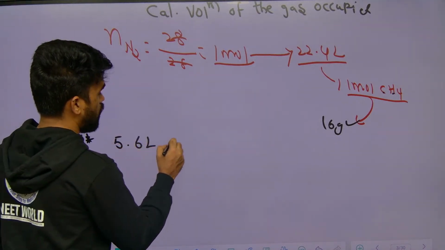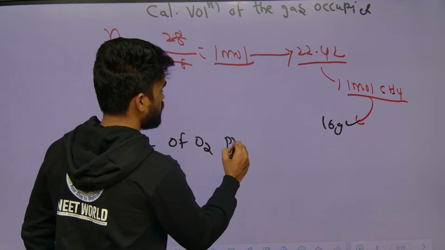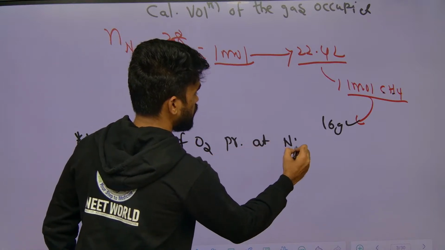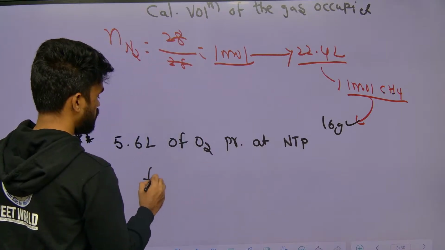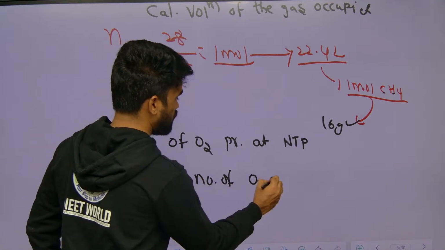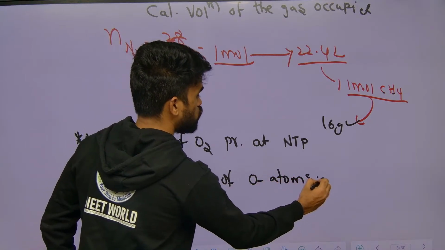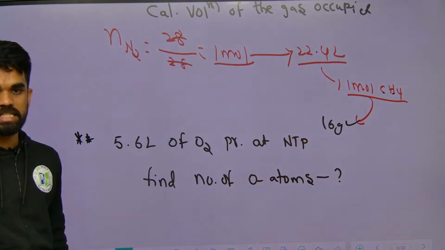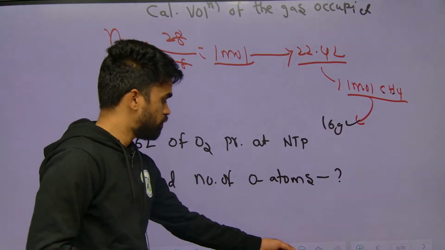5.6 liters of O2 present at NTP. Find number of oxygen atoms. You should connect it to yesterday's class, like mole concept class. Tell me. Very simple.